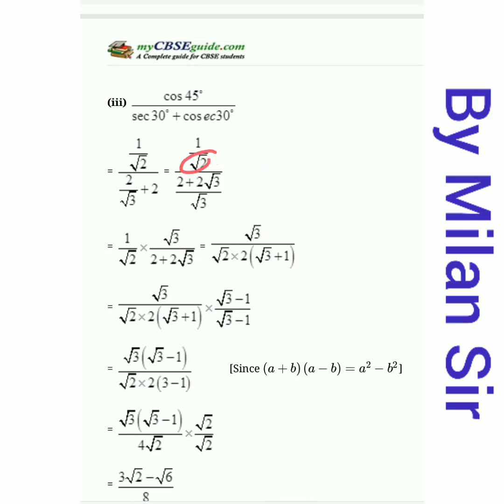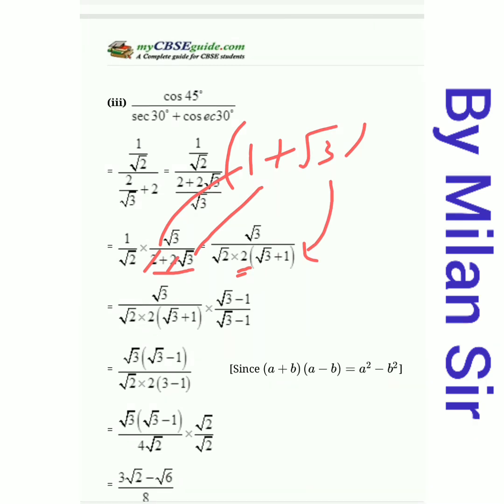Now this √2 I write here, and 2 + 2√3 as it is. From this 2 + 2√3, 2 is common. Then what is remaining? Here 1 and plus √3, but I can also write √3 + 1, because in the next step we are rationalizing the denominator, so we need to write our bigger term first. That's why I changed it to √3 + 1; 1 + √3 and √3 + 1 are the same. So here 2 is common, and √3 + 1.